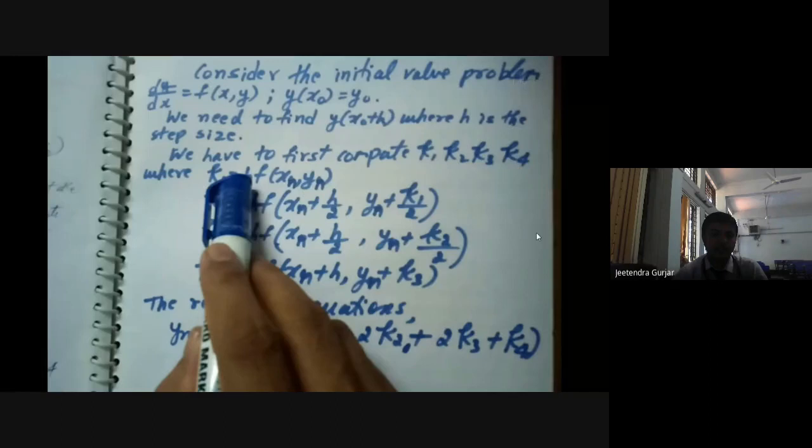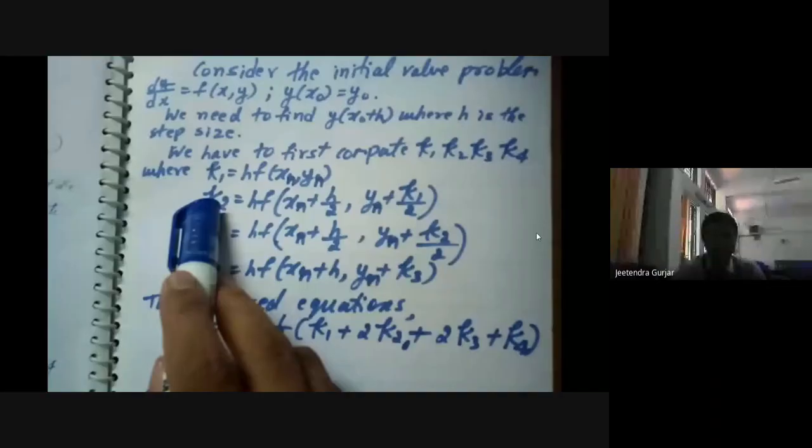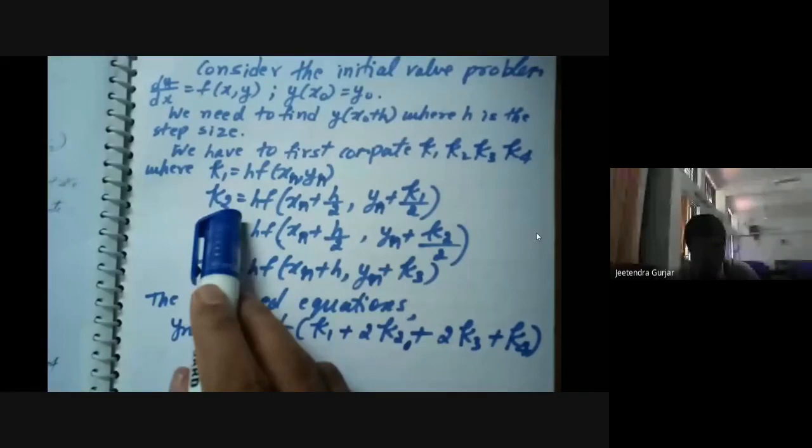Remember, we first have to compute k1, k2, k3 and k4. The formula given for k1 is equal to h f of xn, yn. Initially this n is going to become 0. In the second approximation n is going to change, that is clear. So initially n will become 0, so xn and yn are going to become x naught, y naught. Remember this, students.